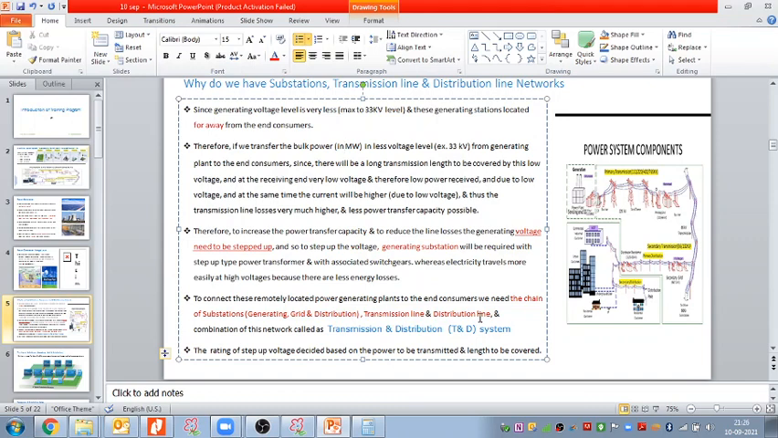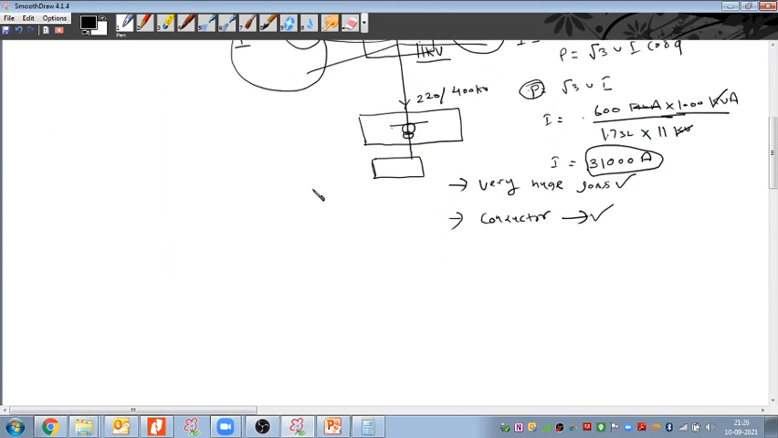The combination of this network, substation, transmission, and distribution, we call the transmission and distribution, T and D, system in the industry. This is the T and D system, or the T and D job. This is one segment of the electrical T and D system. So hope you understood the meaning of the T and D word here, and why we have this T and D industry. Clear now?